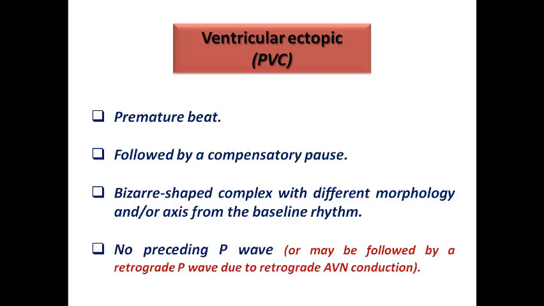And of course I would not see a preceding P wave because it is not originating from the atrium. So here I would not see a P wave before the complex, but sometimes it may be followed by a retrograde P wave due to retrograde AV nodal conduction. So don't be astonished if you see a P wave following the PVC. This is retrograde atrial conduction, and the P wave would be a retrograde P wave, so the axis would be reversed. It would be negative in the inferior leads and positive in aVR, as we explained before in the lecture on ECG axis.